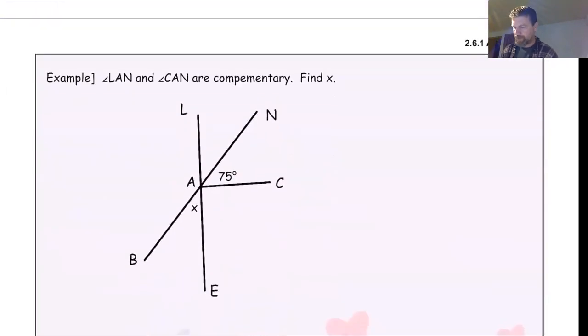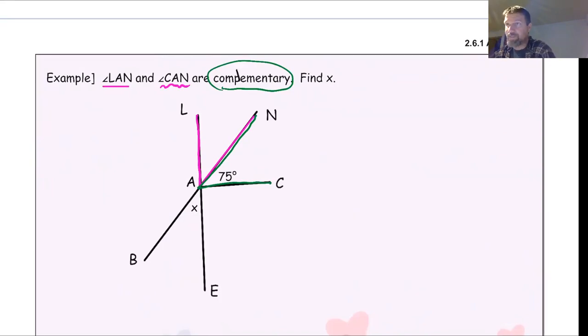All right, this one has a little bit more information. It says angle LAN and angle CAN are complementary. Complementary again means adds to 90. So let's just make sure we know which ones we're talking about. LAN is this one. CAN is, hold on. CAN, that one. I know those 2 are complementary. Forgot my L in complementary. I gotta add that in there, or it's gonna bother me. There we go, complementary. And I know they're complementary, so I know they add to 90 degrees.